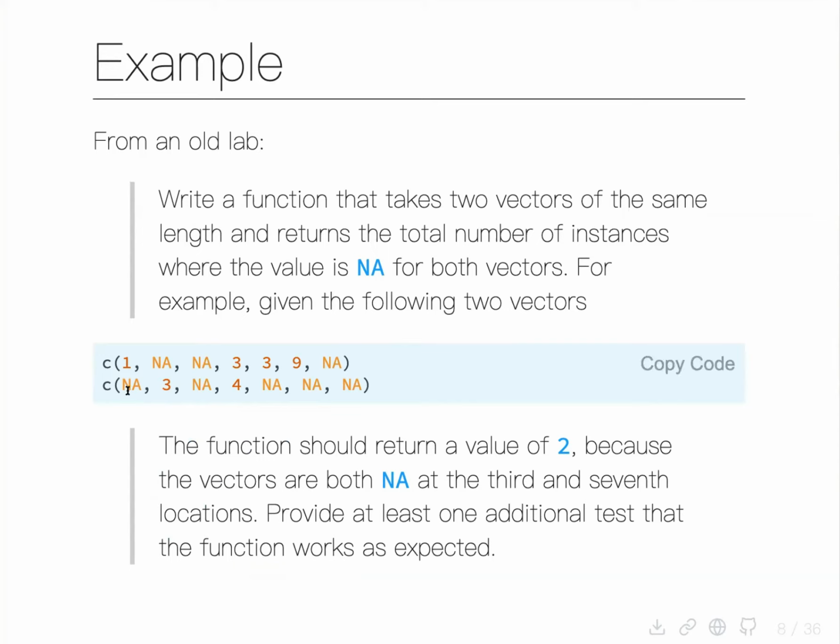So for example, here, this is 1 and NA, so it should return false. NA and 3, no. NA and NA, yes, right? It's NA for both of them here. 3, 4, no. 3 and NA, no. 9 and NA, no. NA and NA, yes. Okay, so you have these two vectors. The function should return 2 here because it's NA in both of them in the 3rd and 7th location.